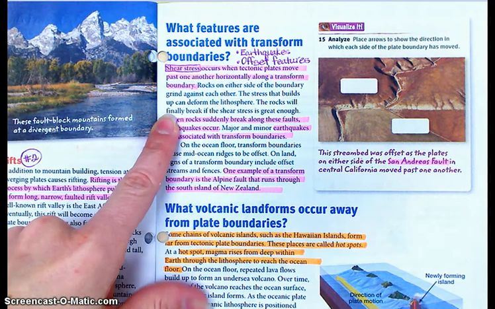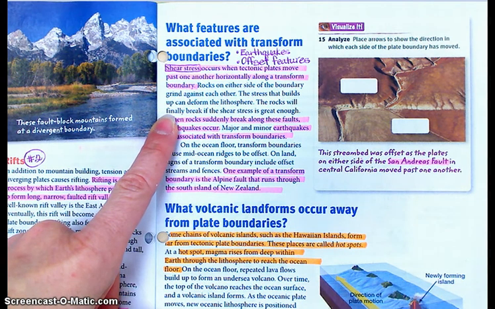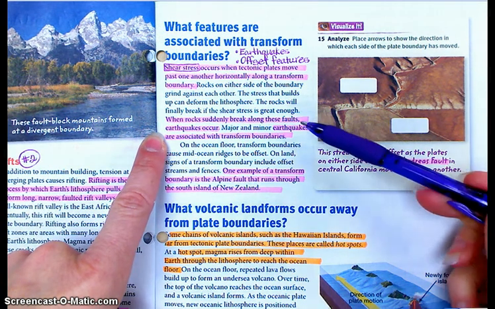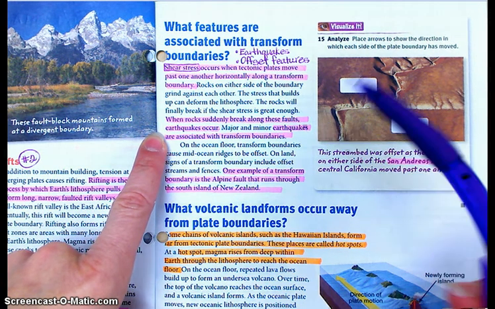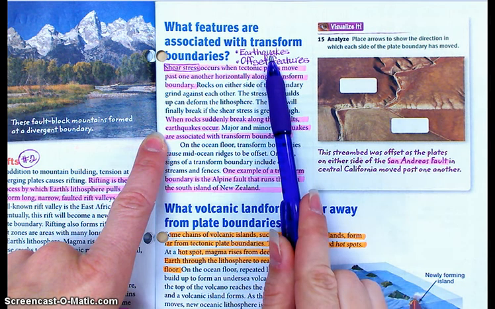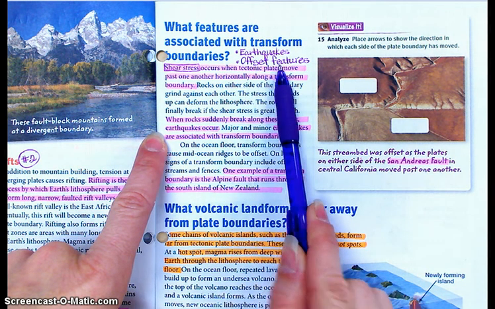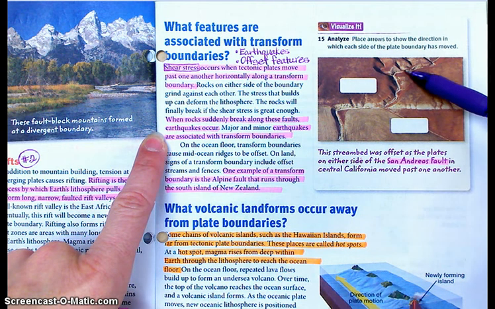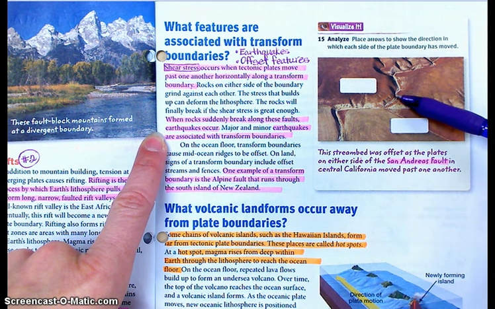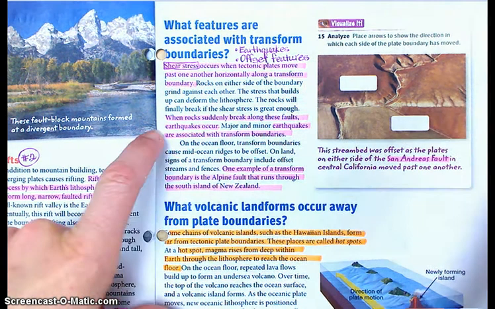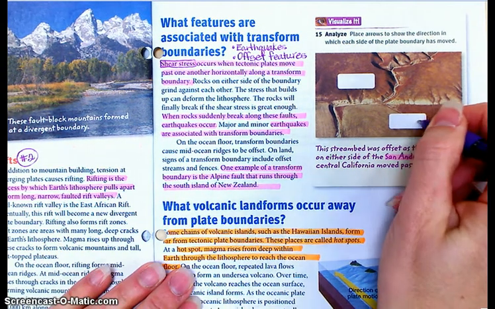Rocks on either side of the boundary grind against each other, and that stress builds up and can deform the lithosphere. When rocks suddenly break along those faults, earthquakes are going to occur. So features that are common with transform boundaries are earthquakes and land features that get offset. For instance, over here you can see where a stream bed from a river or creek comes down, hits the fault, and then the rest of the river bed is way over here because that's at a transform boundary and things have moved.